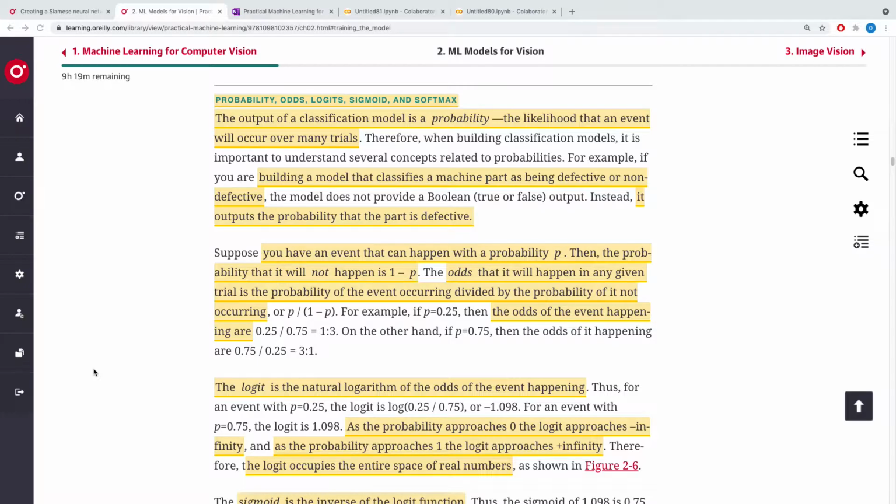If you have ever done any machine learning experiment, you should have heard of the word sigmoid, or by extension softmax. But we'll quickly break down how we arrive at sigmoid or softmax, because we want to have an underlying understanding of this concept. The output of our classification is a probability, and that's what we're interested in.